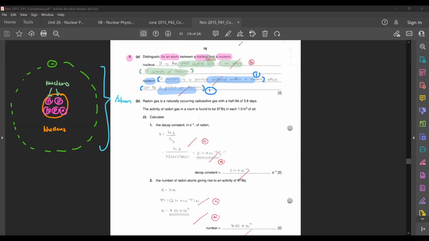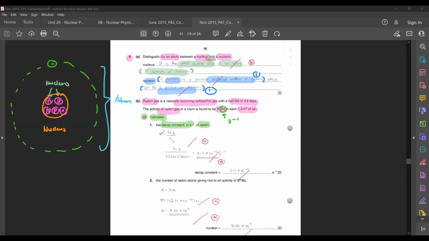Okay, then from there, they mention that radon gas is a naturally occurring radioactive gas with a half-life of 3.8 days. The activity of radon gas in a room is found to be 97 becquerels in each 1 meter cube of air. So whenever you see mention of becquerel here, this one is already per second, okay? Activity in becquerels is already fixed at per second. So from here, calculate the decay constant in per second of radon.